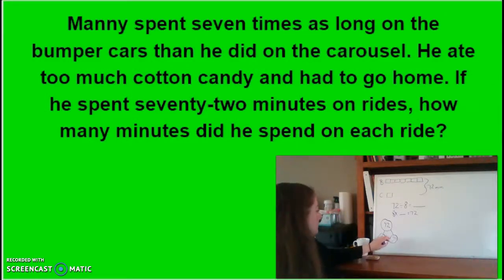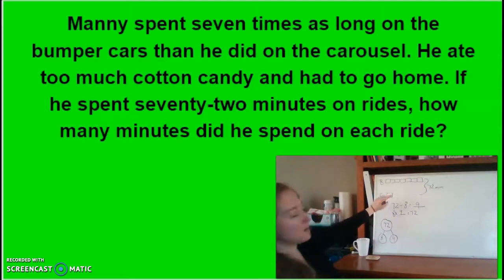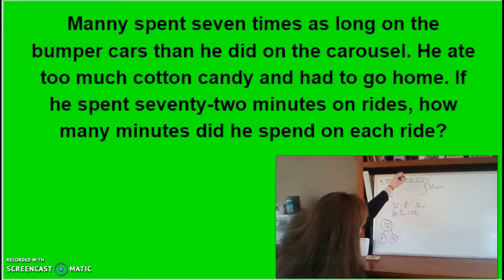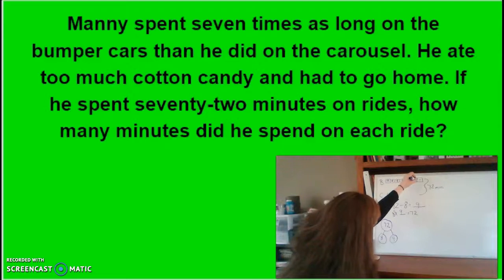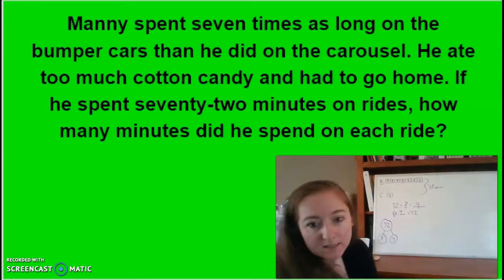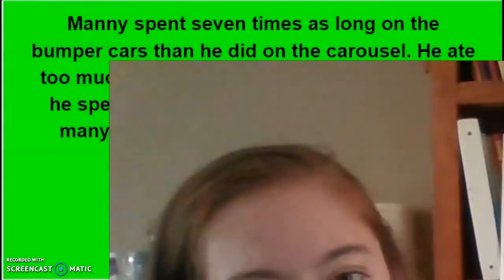9. 8 times 9 is 72. So let's go ahead and put that in. So this is telling us how many minutes are in each box. So we're going to write in 9, 9, 9, 9, 9, 9, 9, 9. Okay? So now the question asks us how many minutes do you spend on each ride? So I'm making this bigger.